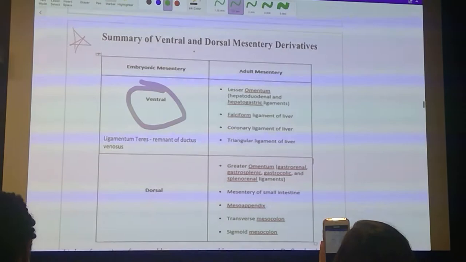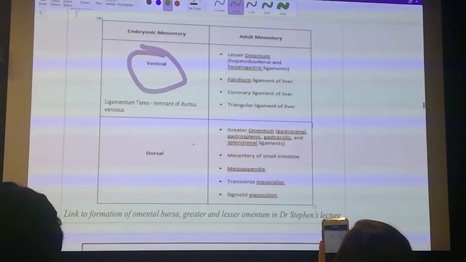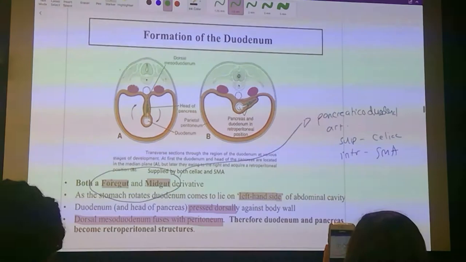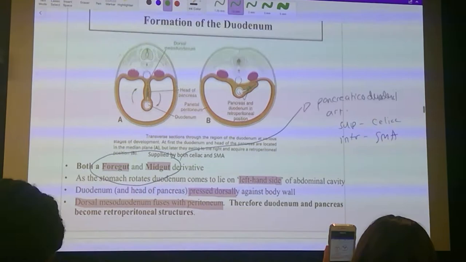Ventral mesentery is anything to do with the liver. Dorsal is everything else. And to determine what's foregut, midgut, and hindgut, it's just what's the blood supply for this structure.